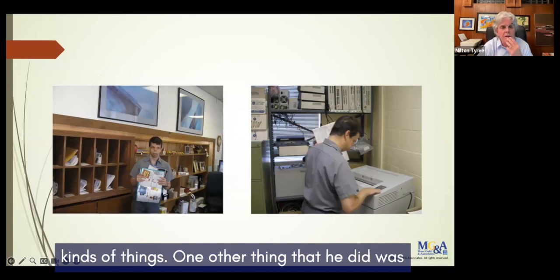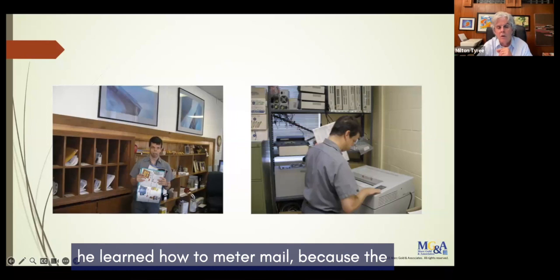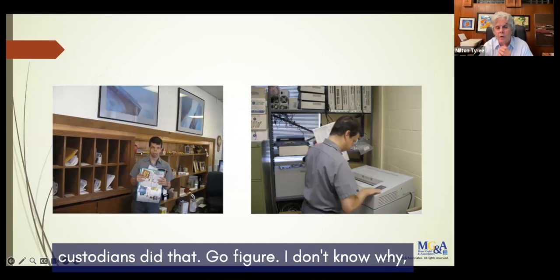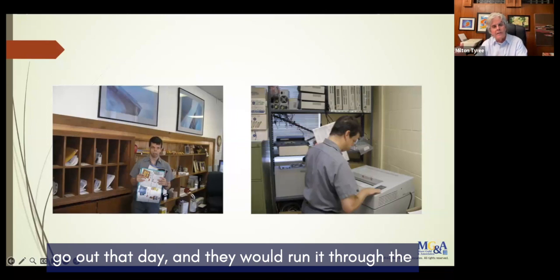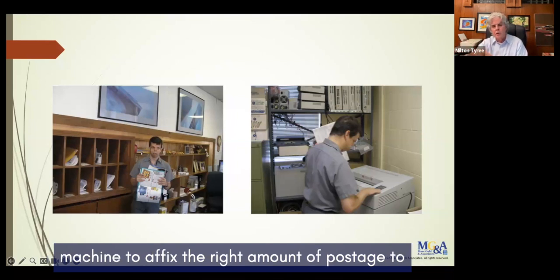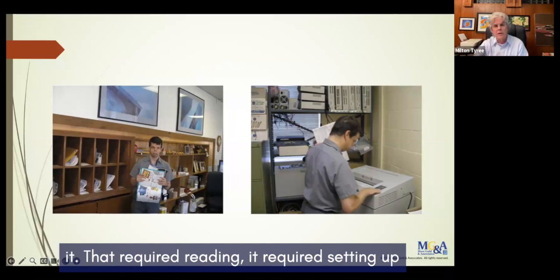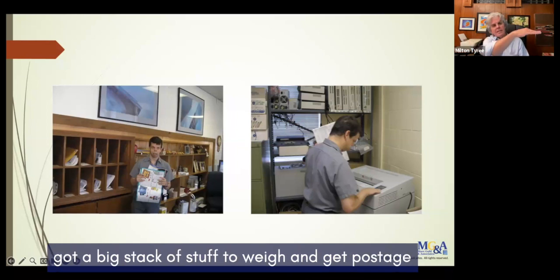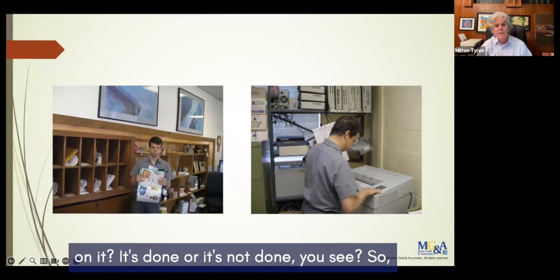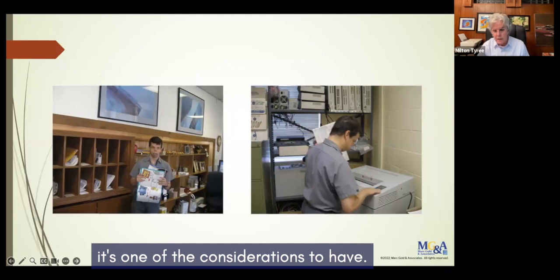One other thing that he did was he learned how to meter mail, because the custodians did that. Go figure. I don't know why, but they took all of the mail that needed to go out that day, and they would run it through the machine to affix the right amount of postage to it. That required reading. It required setting up a machine and stuff like that. Discrete task. You got a big stack of stuff to weigh and get postage on it. It's done or it's not done. You see? So it's one of the considerations to have.